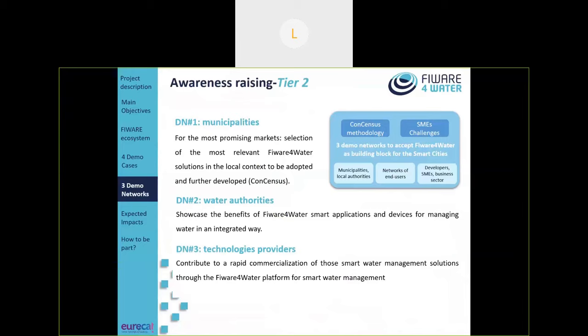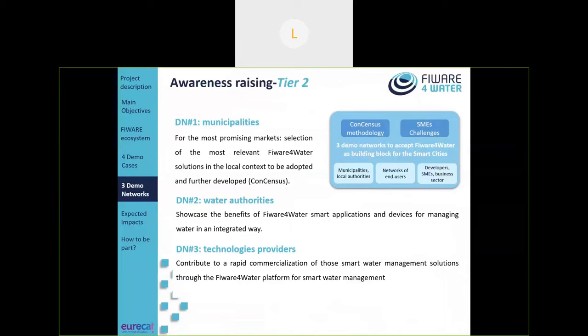In parallel with the development of these four demo cases, three networks will be launched at different levels to assess, following different approaches, the potential and capabilities of the Fiber for Water portfolio of smart devices and APIs. The first one is at municipality level, where the target audience are areas with weak economic conditions that affect their water sector capacity to implement water, wastewater, or ecosystem innovations. The second network will focus on water authorities to showcase the benefits of Fiber for Water smart applications and devices for managing water in an integrated way.